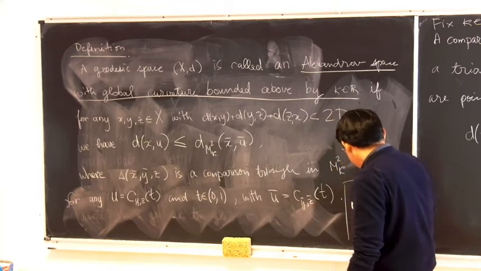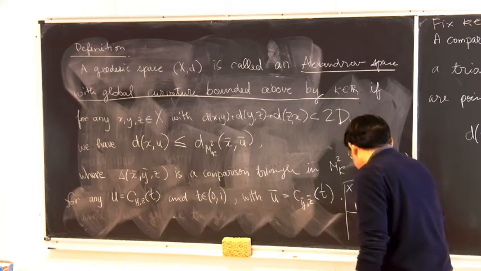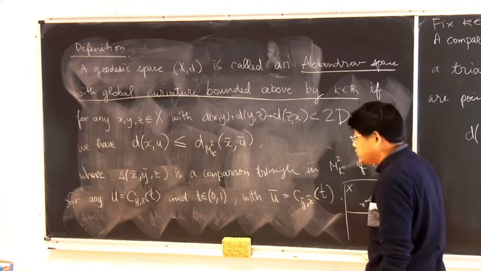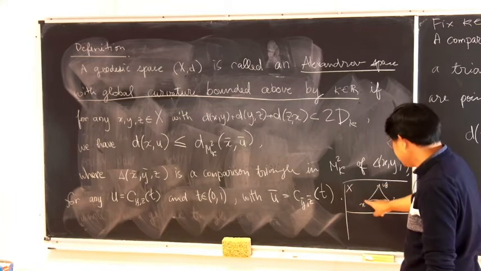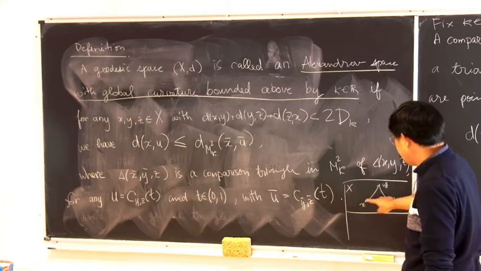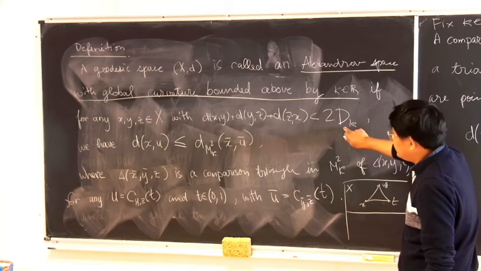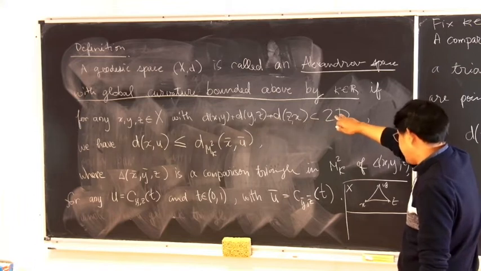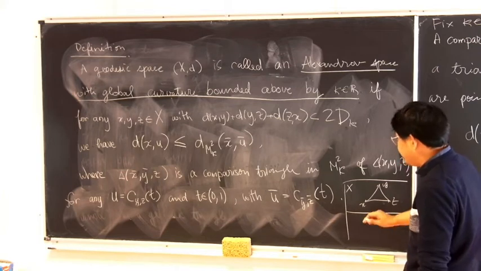let me draw it here. We take 3 points, x, y, and z. We have a geodesic triangle here. Can you see it? Okay. So this is in X. We take x, y, and z, we can construct a geodesic triangle. Okay, we need this perimeter condition too. That is the condition that guarantees that we can construct this triangle and the comparison triangle.